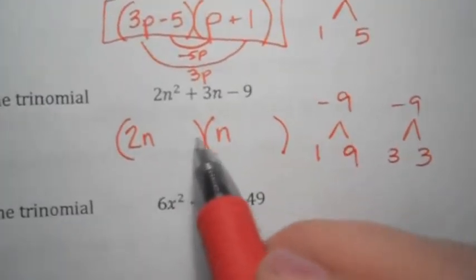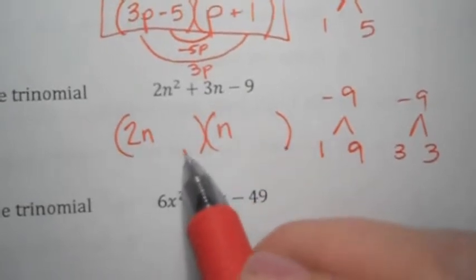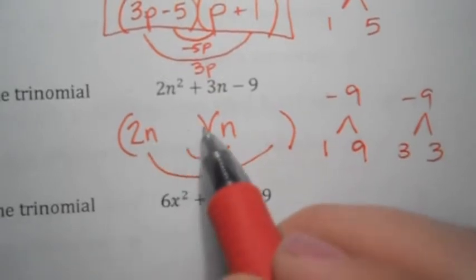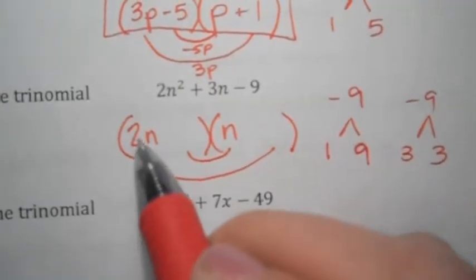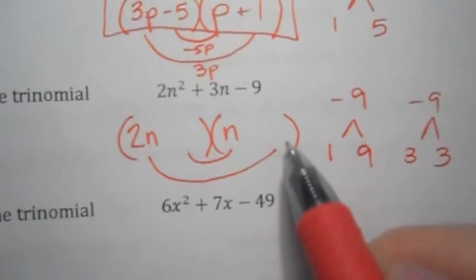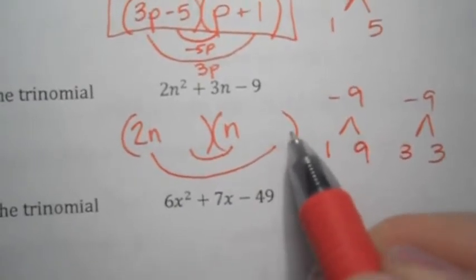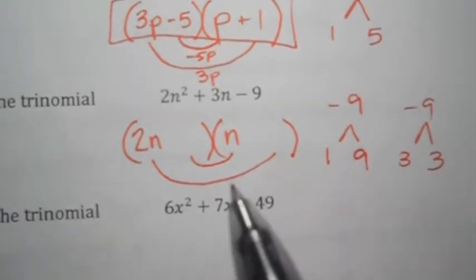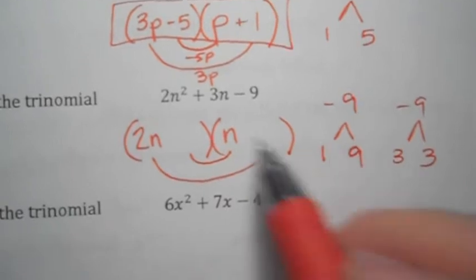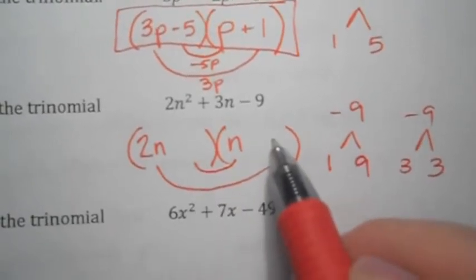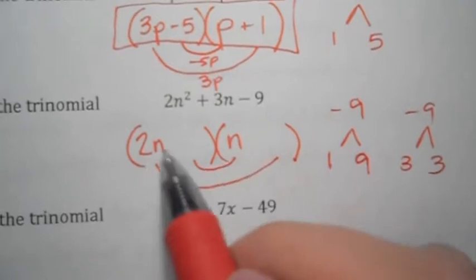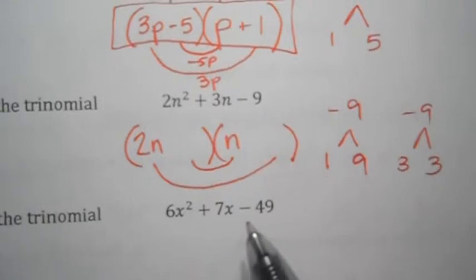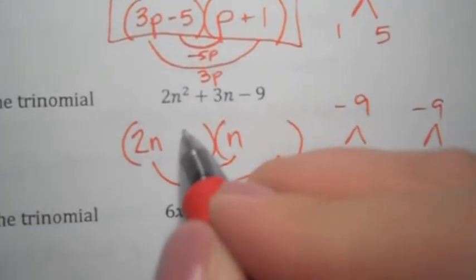If 1 is here and 9 is here, then the 1 would match up with the n, and the 2 would match up with the 9. So 1 times n would be 1n, 2n times 9 would be 18n. 18n and 1n will not combine to get 3n, no matter which one is negative. So what if we put 9 here and 1 here? That'd be a 9n and a 2n. That doesn't work either. That won't come out to be 3. So we know it's going to be 3 and 3.